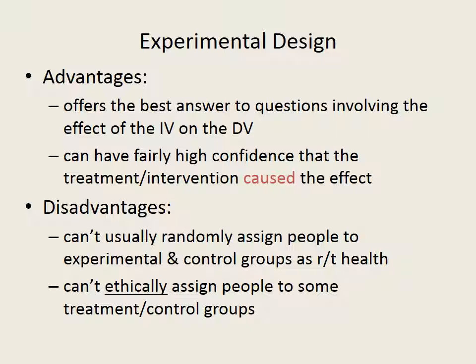The disadvantages is that we can't usually randomly assign people to experimental and control groups related to health, and this is the ethical issue. We can't ethically assign people to some treatment and control groups. It's just very difficult. And getting IRBs on board for these kinds of true experiments with health or with education is not an easy buy-in.